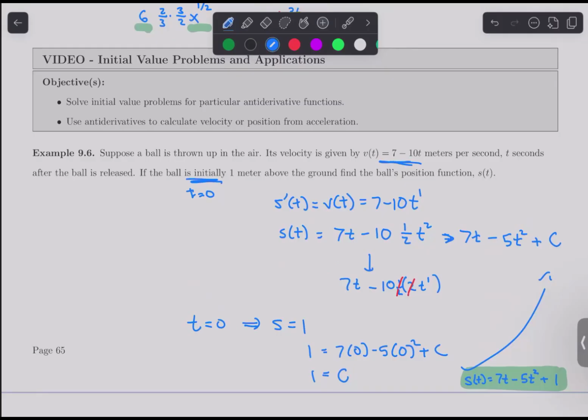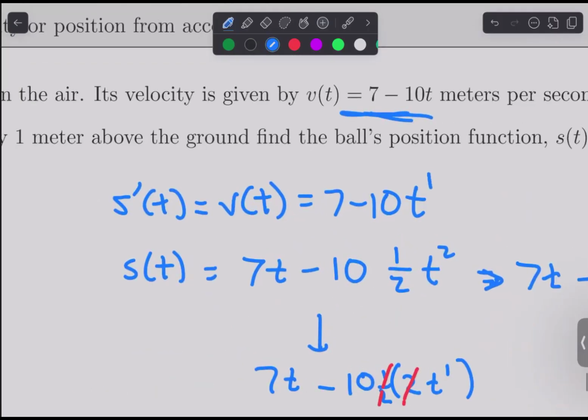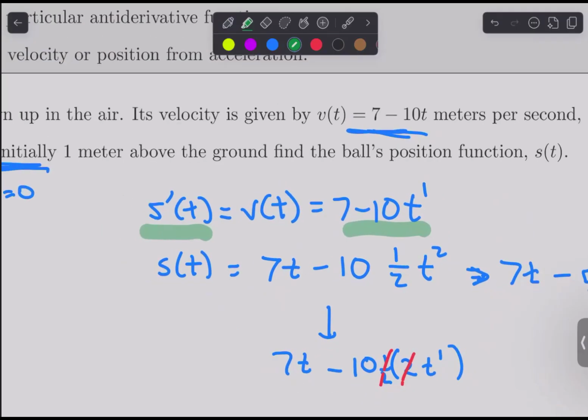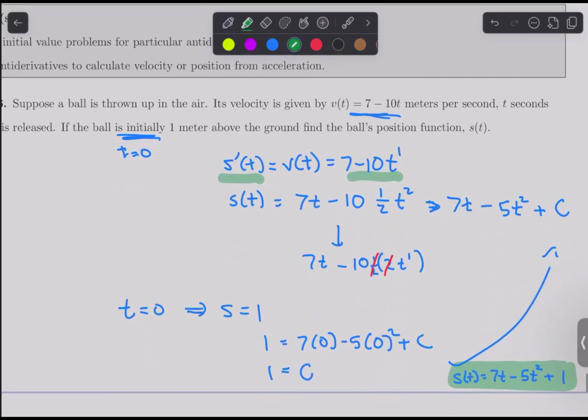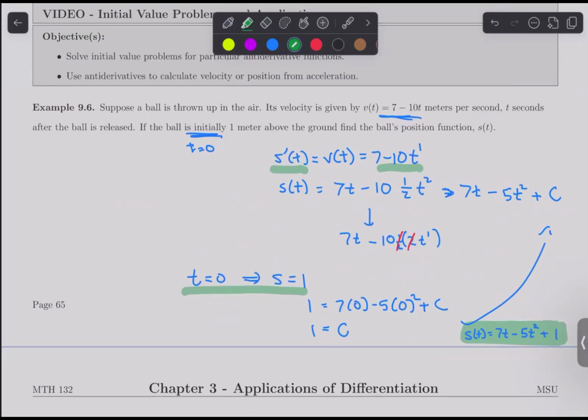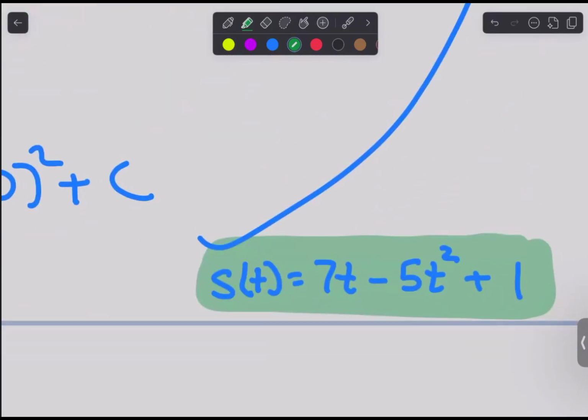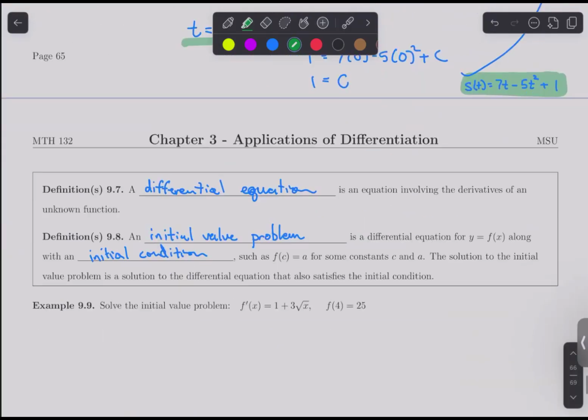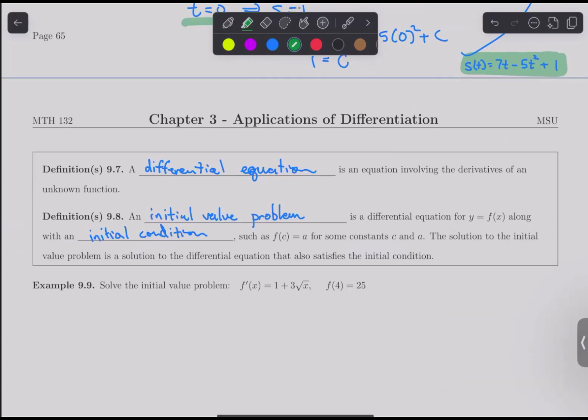So this last problem here, we solved an initial value problem, even though we weren't necessarily calling it that. We were given some equation that had a derivative. So in this case, we had s prime of t was equal to 7 minus 10t. So there is a differential equation, and we had some initial condition. When I plugged in 0, I ought to get out 1 for my height or my position right above the ground. So that was my initial condition. And then with those two, we solved for that unknown function. What is the full position function? And that gave us our final answer here. So we now see that this is solving an initial value problem.